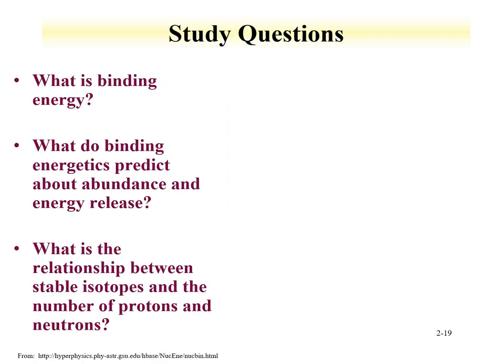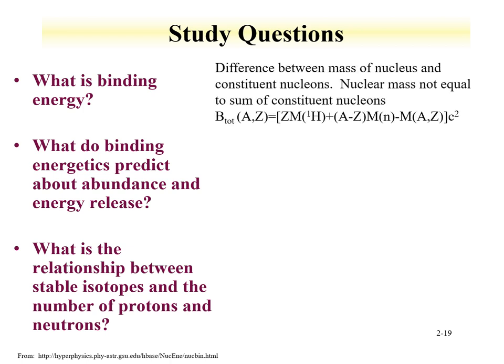Here's an example of some questions you should be able to answer after this lecture. What is binding energy? Well, it's just the difference between the constituents that make up the isotope and the mass of the isotope itself. The total binding energy is shown here, where I take the number of protons, that mass, add it to the mass of the number of neutrons, and subtract the actual mass of that isotope. The binding energy is positive.